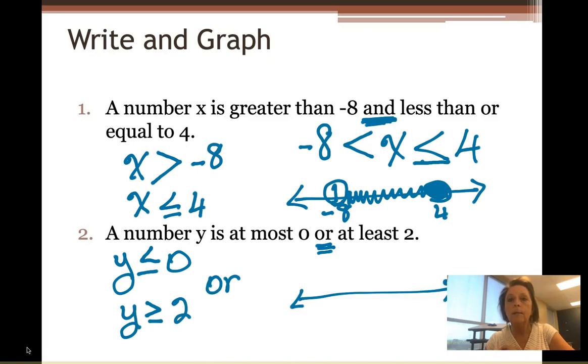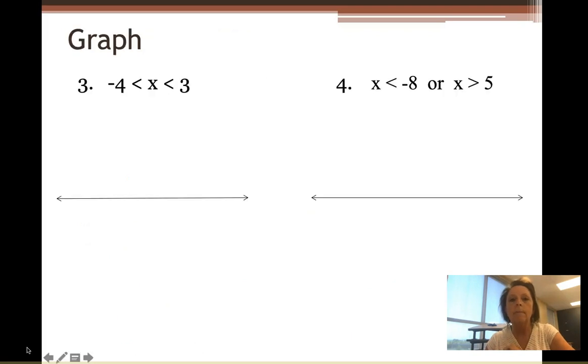So to graph this, I'm going to set up my number line with my two numbers. And let's graph our first one. Y is less than or equal to 0. That would be a closed circle, shaded to the left. My next one, y is greater than or equal to 2, would be a closed circle, shaded to the right. And this looks exactly like we would expect an OR inequality to be graphed.